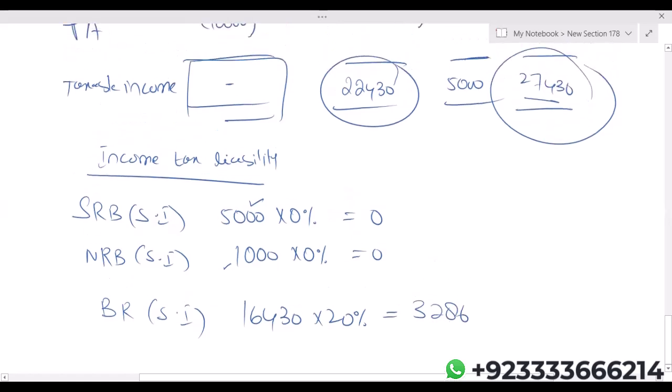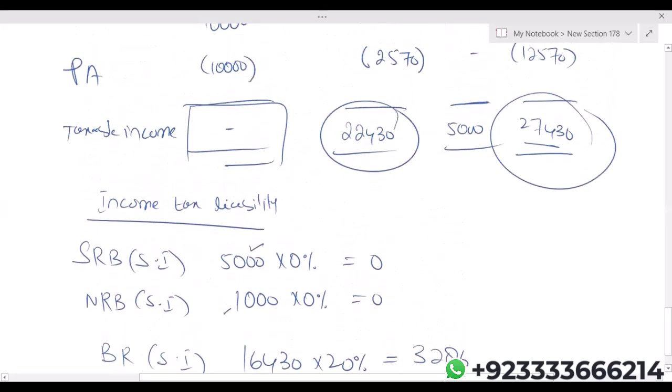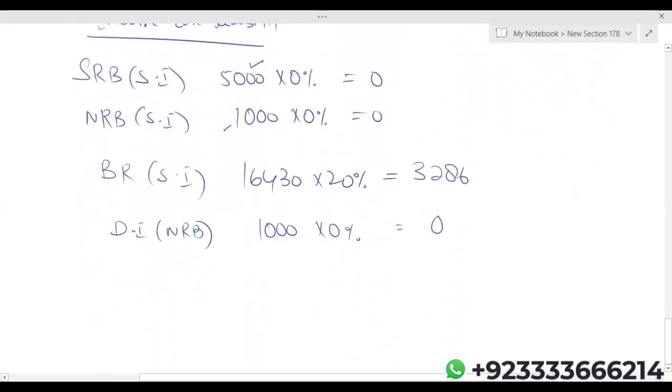Dividend income is 5,000, so obviously the nil rate band is there, 1,000. Dividend income, nil rate band, because every individual gets a 1,000 nil rate band for dividend income, irrespective of tax paying status. Out of 5,000, 1,000 we have taken in the nil rate band, so the remaining dividend income obviously falls in the basic rate. Dividend income, basic rate is 8.75%, which gives 350.